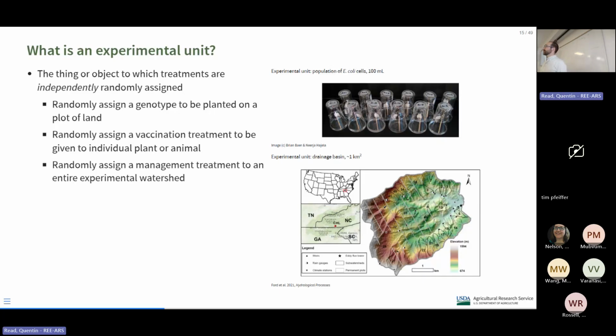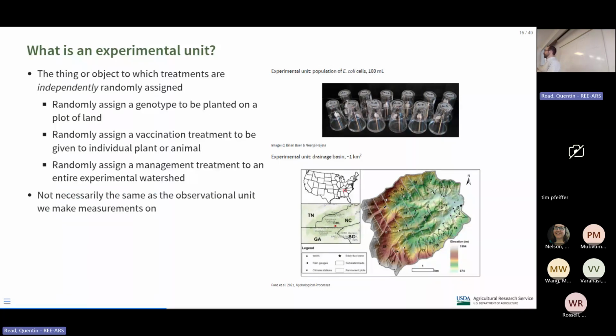And the experimental units can be very large. Our colleagues in the Forest Service often do studies on the scale of an entire watershed. The entire drainage basin is randomly assigned to have a certain logging, be clear cut or selectively logged or what have you. So those can be huge, or it could be a tiny flask, it just depends on the study.